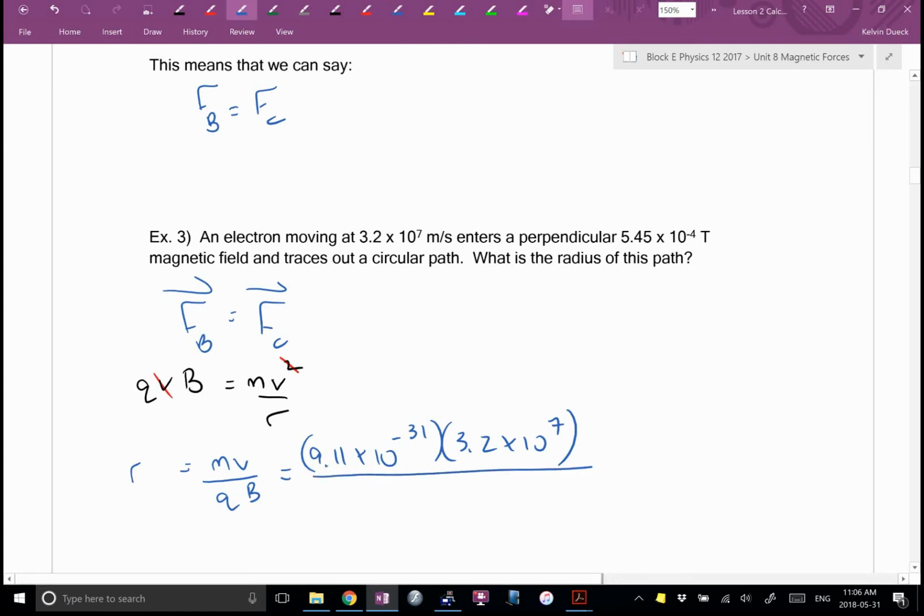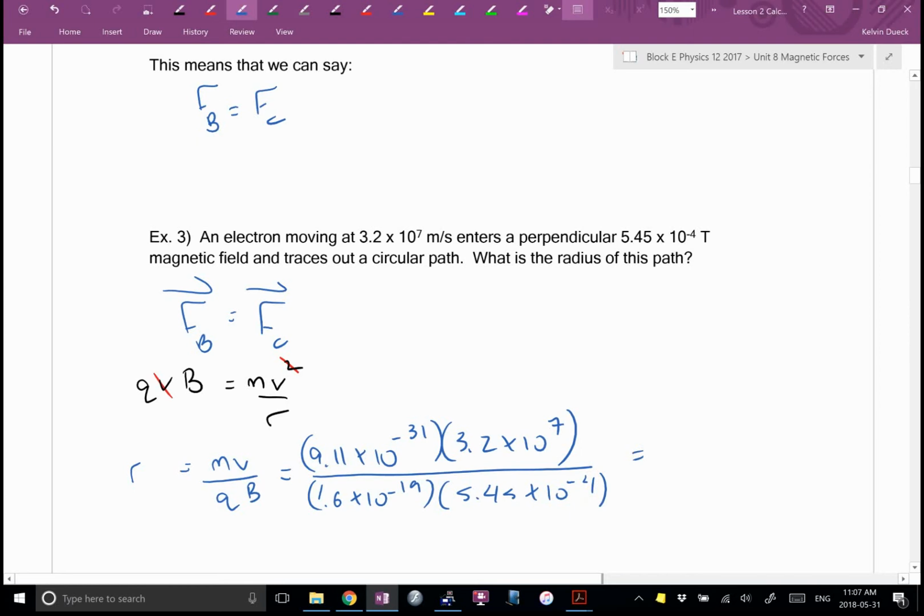Q, it's an electron. Connor, I want R to be positive, so we're going to do no negatives in this. I think you had earlier said positive. Before, I think it was, yeah. So that's why I said we need to worry about it here. 1.6 times 10 to the negative 19. And the magnetic field, 5.45 times 10 to the negative 4. I hope we get a nice answer.